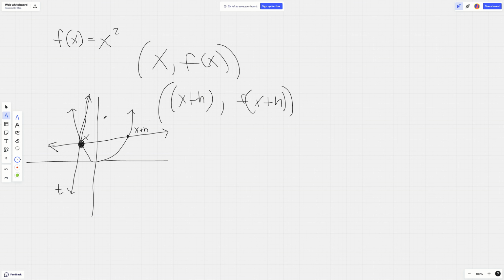Or in other words, how do we find the instantaneous rate of change at that point x, the slope of the tangent line that intersects this function at that point x? How do we know how fast the value of the function changes at this point x? How do we know that? Well, that's exactly where the derivatives come into play.